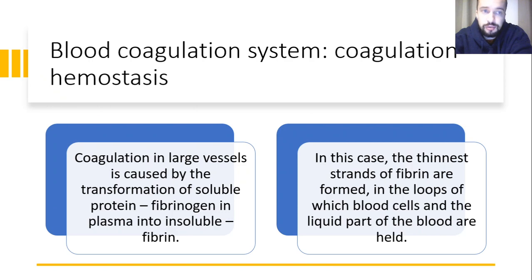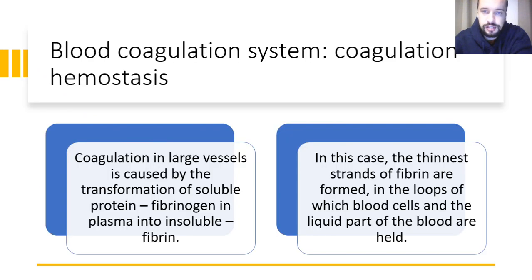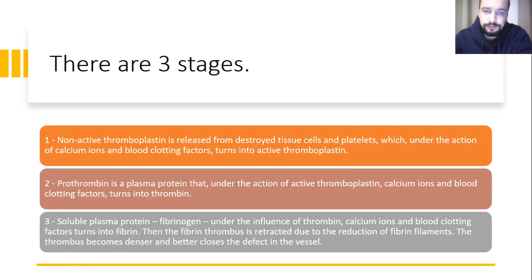Blood coagulation system, the next one, is coagulation hemostasis. There you see vascular platelet hemostasis, and there coagulation hemostasis. In large vessels, it is caused by the transformation of the soluble plasma protein fibrinogen into insoluble fibrin. In this case, the thinnest strands of fibrin are formed, in the loops of which blood cells and the liquid part of the blood are held.